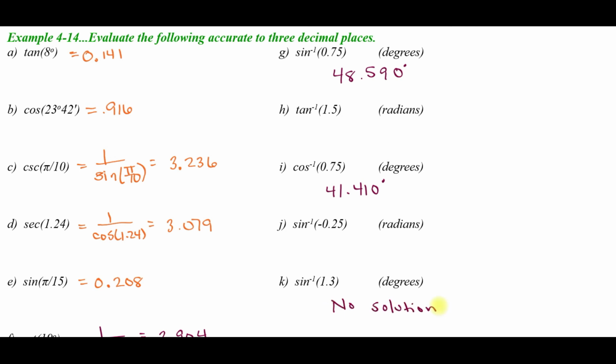All right, so these other two, we need to be in radian mode. So make sure you've changed back to radian mode. And then on H, we're just going to do inverse tan of 1.5. And we get 0.983. And on J, when we do inverse sine of -0.25, we get -0.253.